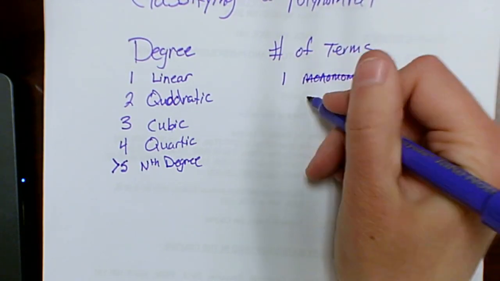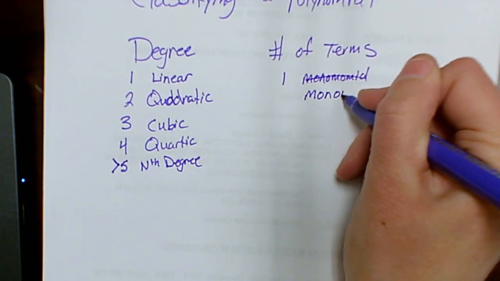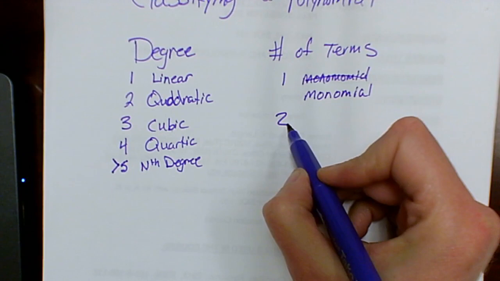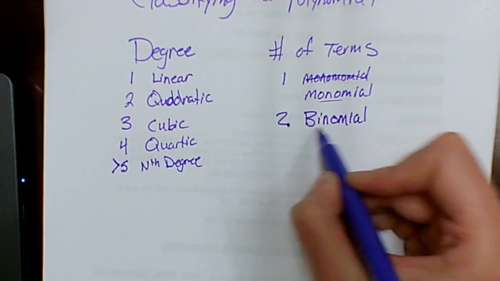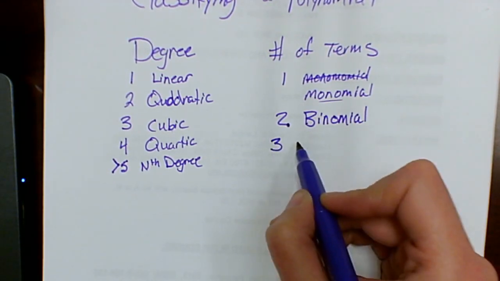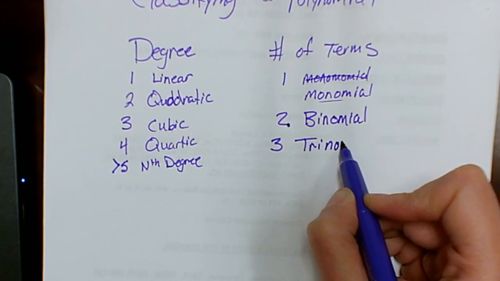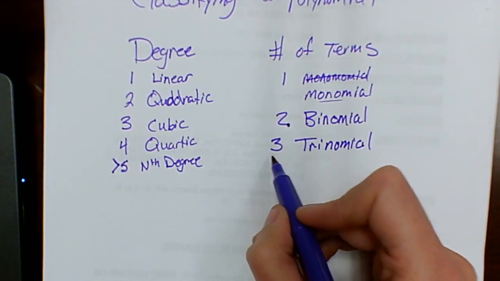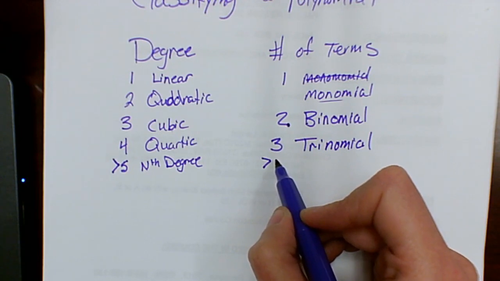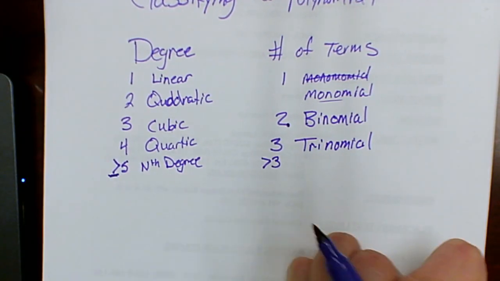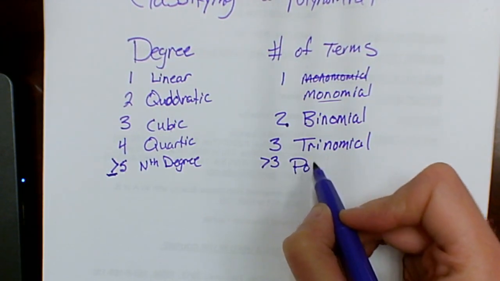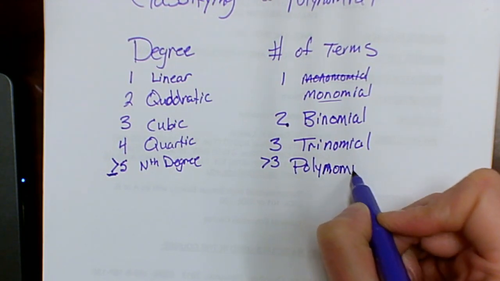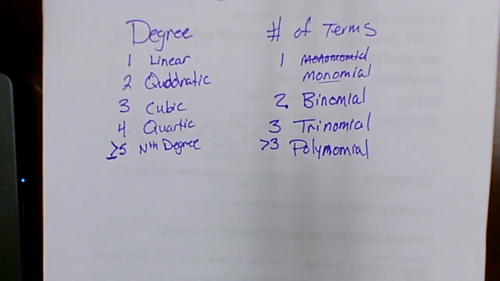Monomial. If it has two terms, it's a binomial. Mono meaning one, bi meaning two. 3 is a trinomial. Tri meaning 3. Greater than 3 or 4 or more, it's just a polynomial. We don't have special words for 4 terms, 5 terms, and so on.